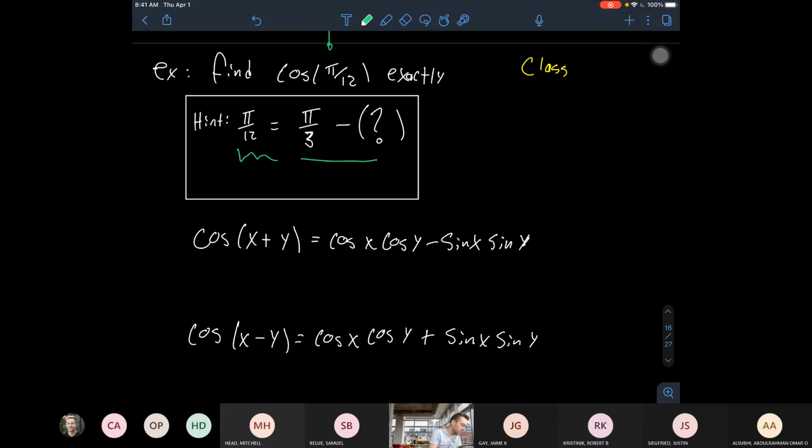And before we get to the answer, let's go through the problem as a class and first identify, well, if this is equation 1 and equation 2, which one should I be using for my problem here? Equation 1 or equation 2? Yeah, equation 2, right? Because equation 2 is the one that deals with a difference, okay? And we are given in the hint that we can express pi over 12 as a difference of two angles.